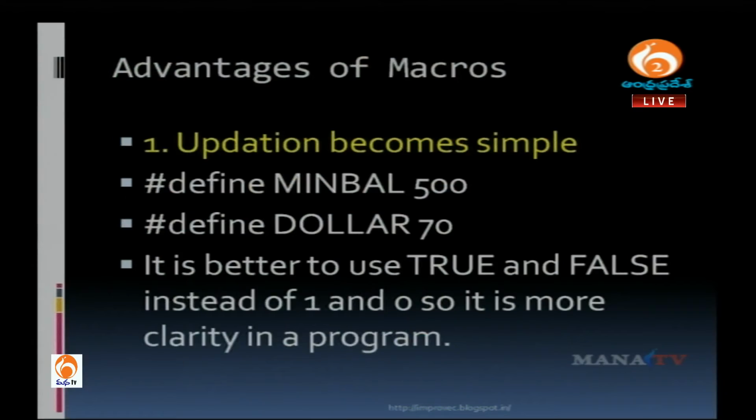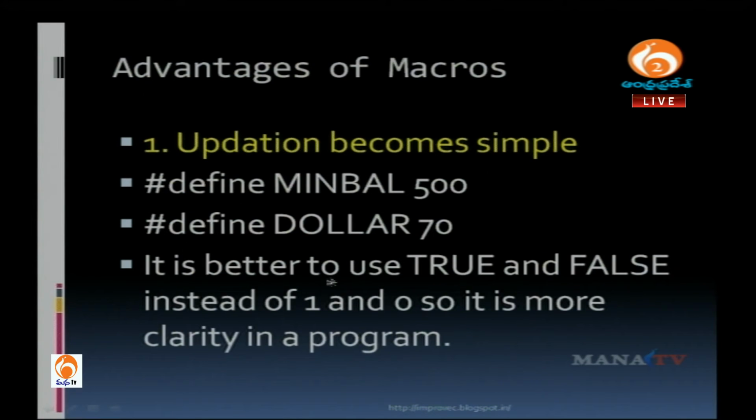Next, the second advantage: updation becomes so simple by using macros. Hash define minimum balance 500. So wherever the minimum balance is there, 500 is replaced. Hash define dollar 70. Wherever the dollar is there, 70 is replaced throughout the program.